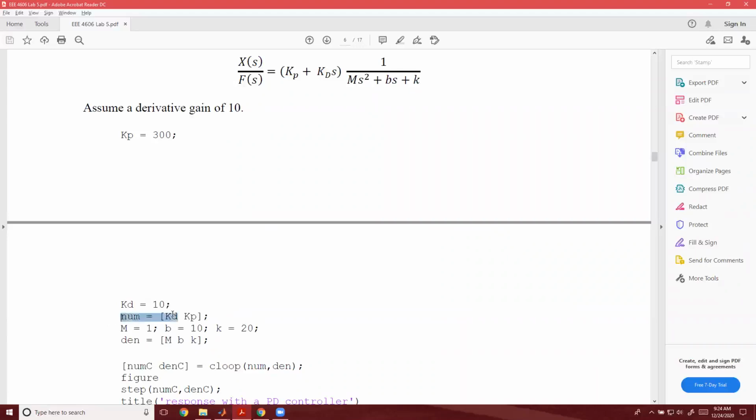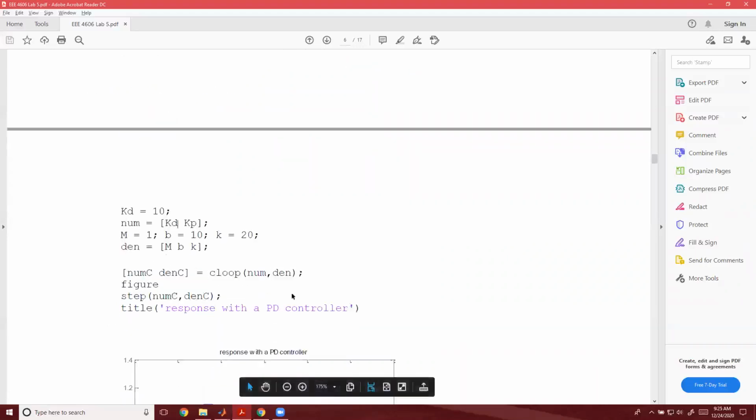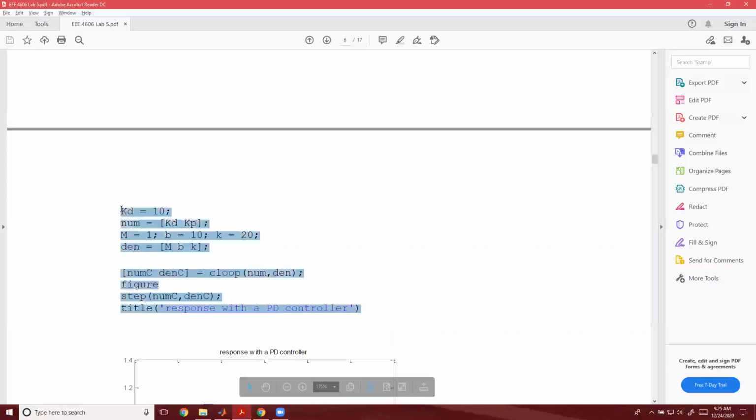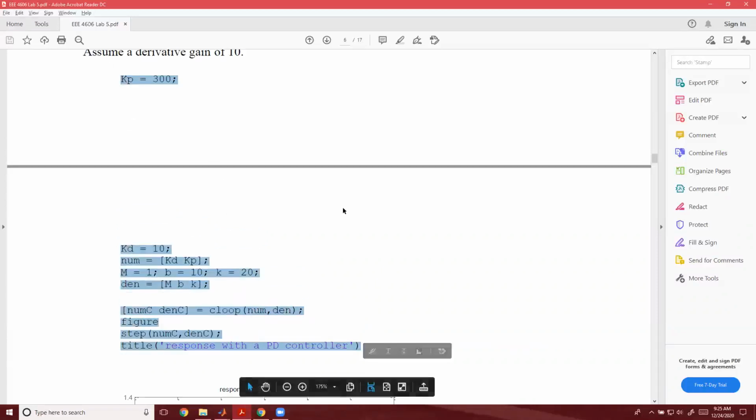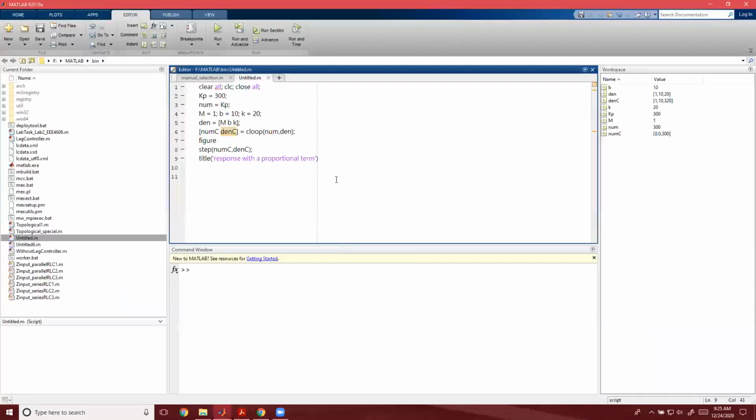So we have our numerator, we have our denominator from before, and we have our closed loop system, and we're applying a step input. Okay, let's see what type of response we get. What are we expecting to happen? Can anyone recall what our KD controller does? It reduces overshoot, and one more thing, settling time, right? Yes, so let's see if those decrease again.